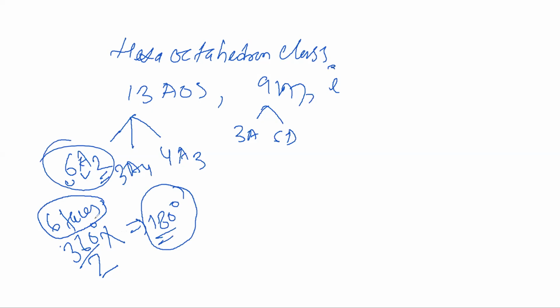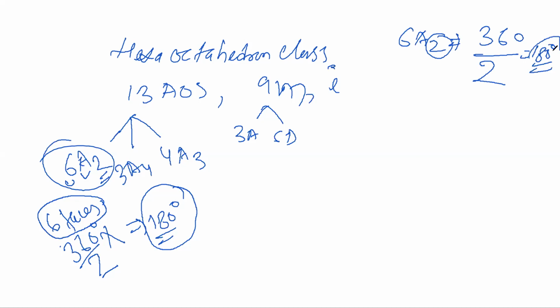Once again I'm explaining, what does 6A2 mean? This means that if we are rotating any crystal 360 degrees, the two-fold symmetry is there. That means the repetition of the same face is 2 times, which is equal to 180 degrees. There will be repetition of the same face for every 180 degrees. And how many such axes are there in this hexaoctahedron class? 6.